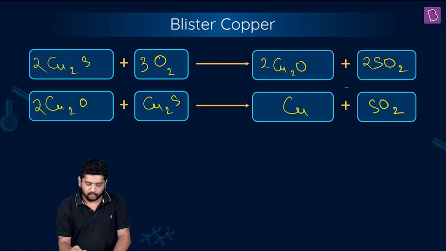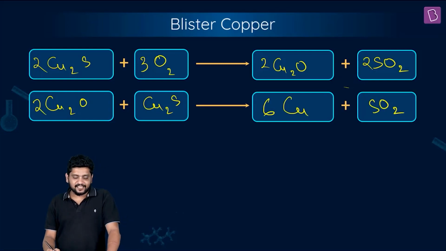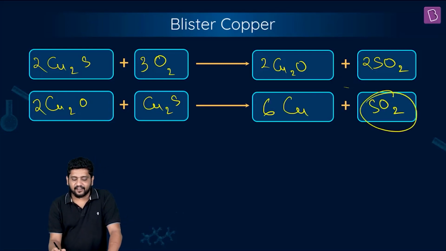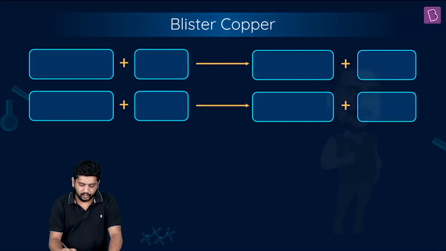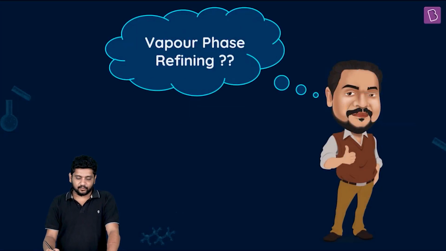So let me write 2 here, and 4 plus 2, 6 copper, right? So yeah, these are the two valence reactions, and this evolved sulfur dioxide is what causes this blistering. It is not carbon dioxide, so the given statement was wrong, right?